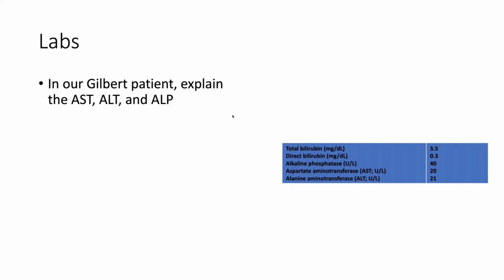All right, Leah. So in our Gilbert patient, explain the AST, the ALT, and the alk phos. So the alk phos of 40, I think, is within the normal range. And for the AST and ALT, 20 and 21, those are both within the normal ranges as well. So the Gilbert patient is born with the condition, and you're not having any sort of injury to the hepatocytes like we were talking about. So your AST and ALT wouldn't be expected to rise. And the alk phos also, when you're not having any bone issues and your liver's not being injured, I guess I would say.